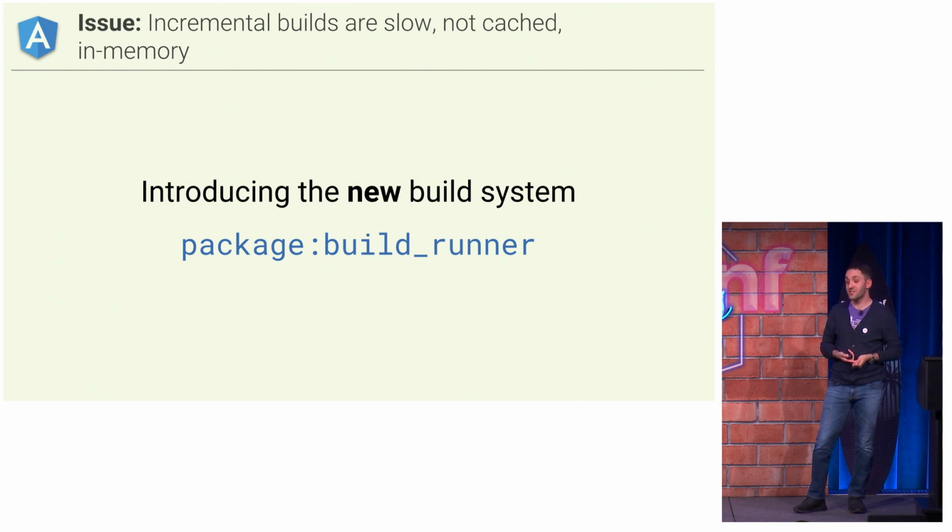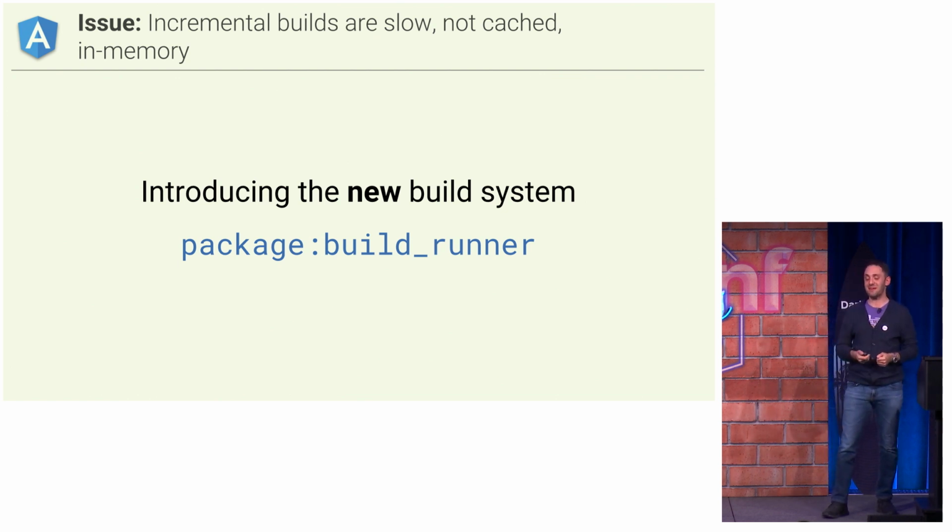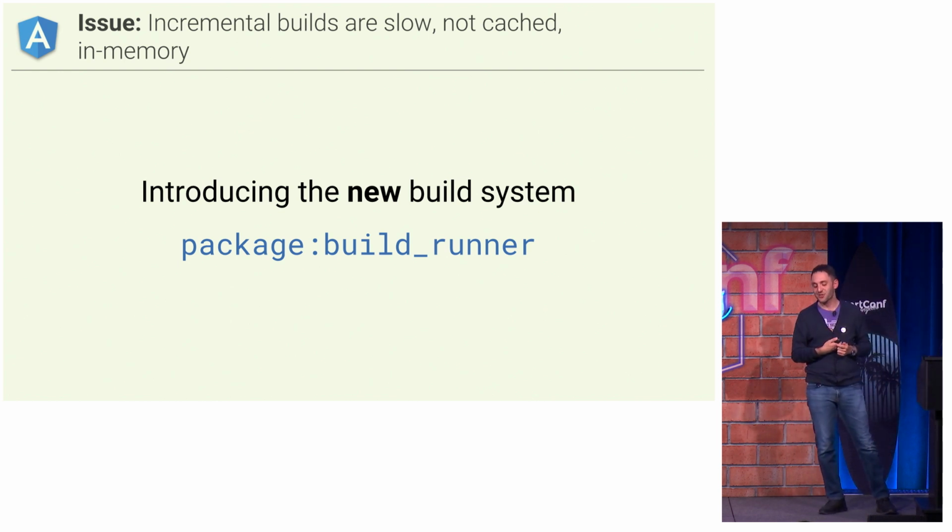So we wrote a new build system. I know that doesn't sound like a lot, but it actually is. It's called Package Build Runner. I know it's the greatest name ever created. We are accepting new names. If you can tell me a name you want to use instead, maybe I can convince Kevin to rename the package. So it's called Build Runner.